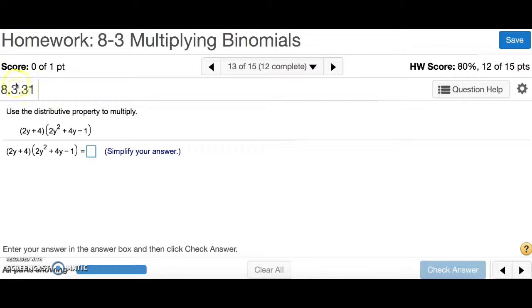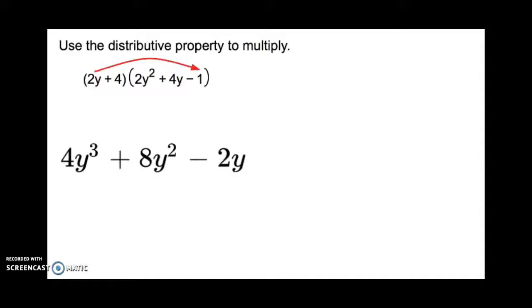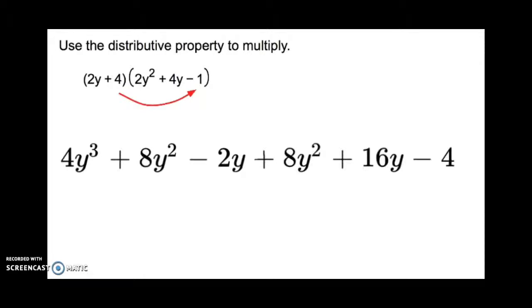Alright, number 13, it is asking you to use the distributive property to multiply. So let's do that. So we have a binomial times a trinomial. So distributing, we'll distribute the 2y into each of these, and then the 4 into each of these. So we have 2y times 2y squared, which is 4y to the third. Then 2y times 4y is 8y squared. 2y and negative 1 gives you negative 2y. Then we have 4 times 2y squared, which is 8y squared. Then 4 times 4y is 16y, and 4 times negative 1 is negative 4.